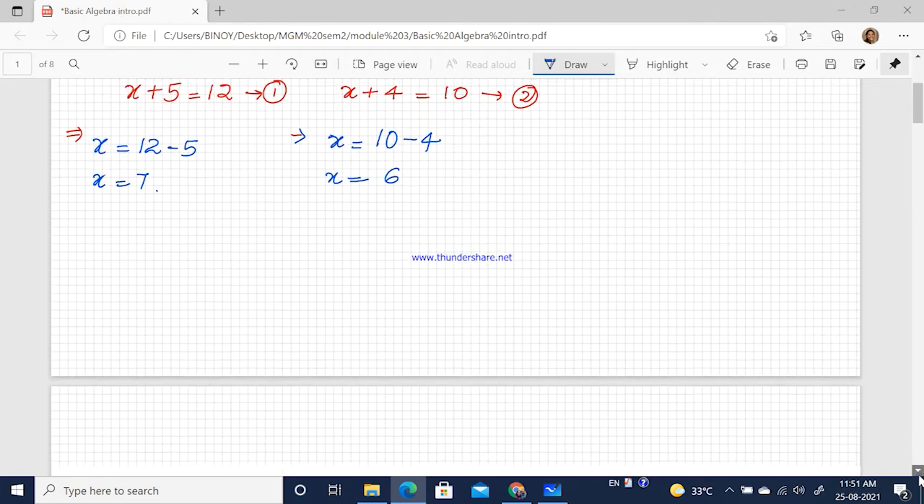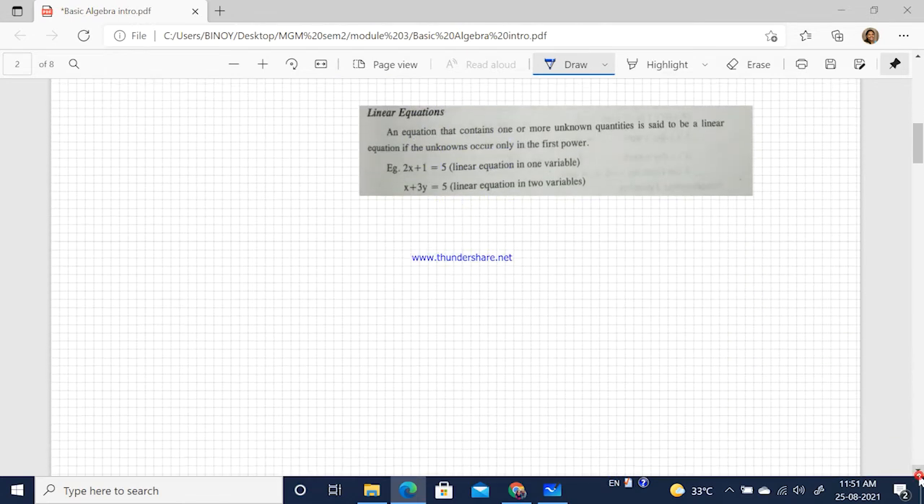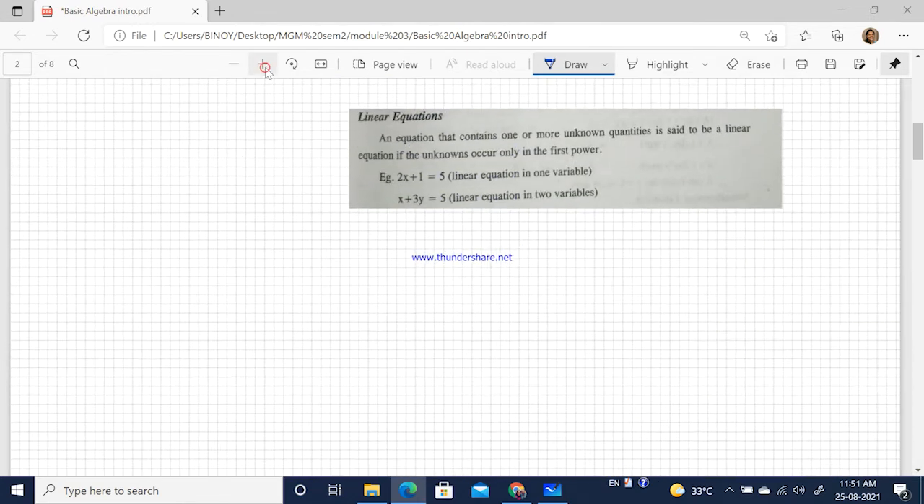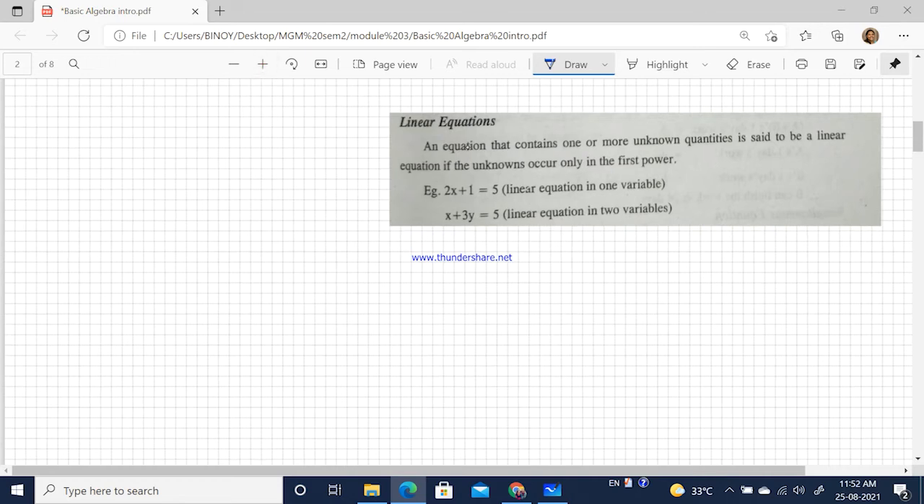Now moving on to the next term, that is linear equation. An equation that contains one or more unknown quantities is said to be a linear equation. In the first expression you have only one variable, and in the second example we have x and y which are unknown, so two unknown variables are there. And if the unknown quantity occurs in the first power, it is known as linear. It should be in the first power.